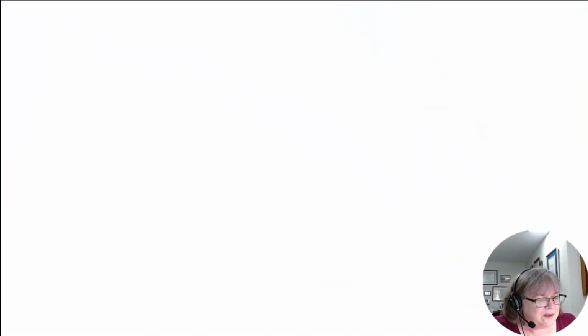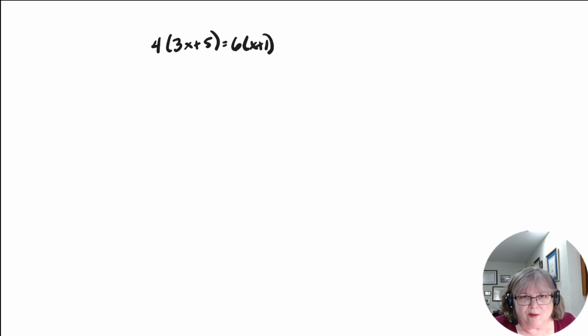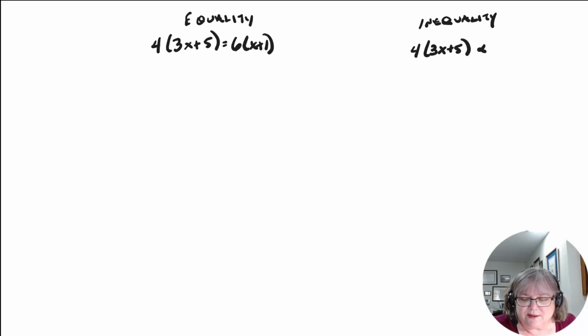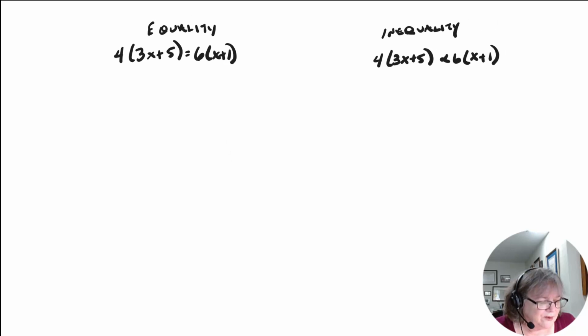So let's look at an equality, and we had 4 times (3x plus 5) equals 6 times (x plus 1). Now this is an equality because it has an equals. If we had an inequality, it might be something like 4 times (3x plus 5) is less than 6 times (x plus 1). Okay, not strictly equal to. Here we go. So let's do the equality.